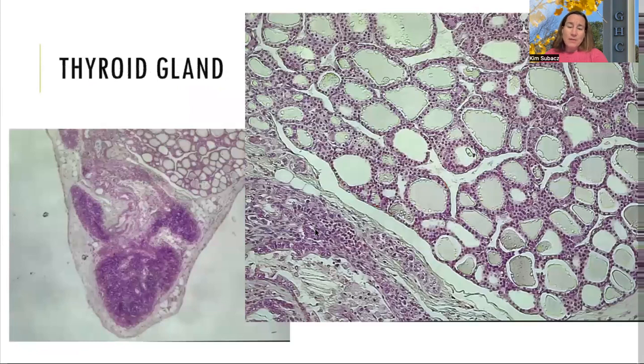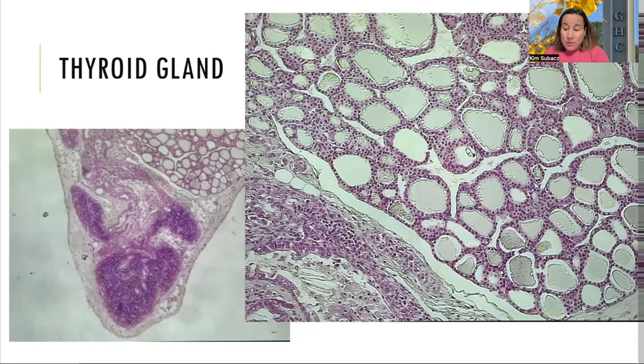Next up is going to be the thyroid gland. The thyroid gland is going to be this organ right here. That little thyroid gland is right here. And then behind the thyroid gland are going to be these little button looking things that are the parathyroid. So they're on the posterior side of the thyroid gland.